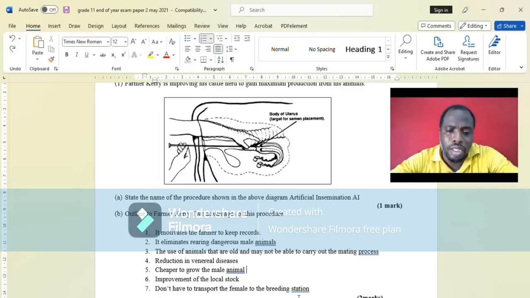When animals mate, not all of that sperm will be utilized in fertilizing the egg, and so some of that valuable sperm would be wasted. Now with AI, when we collect the sperm, we can dilute it to add nutrients and to preserve it, and this will ensure that we can have a good stock. And that would allow for better efficiency of the sperm that we have collected from the animal.